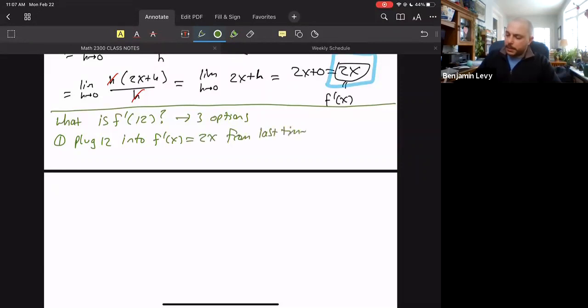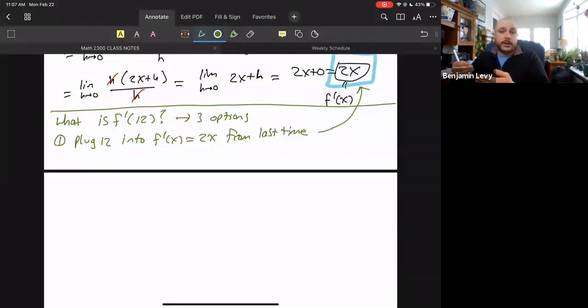When I say last time, I mean last Wednesday. So this thing right here. Right. So if we want f prime of 12, we want the derivative at a specific point. The nice thing about having the function is we can just plug any number into that function to get an answer. And so that's one of the options of what we can do to find the derivative specifically at 12.